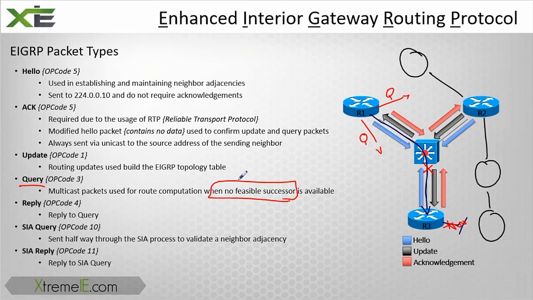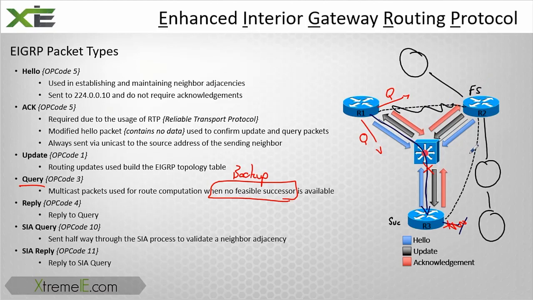What a feasible successor is, for lack of a better term, is basically a backup route. If R2 had another link, let me just pick a, if router 2 had a backup link coming down directly to router 3, then maybe router 1 would have had a successor or a feasible successor going down to router 2. So router 3 would be the successor, and router 2 would have been the feasible successor, the FS, if you will, okay?